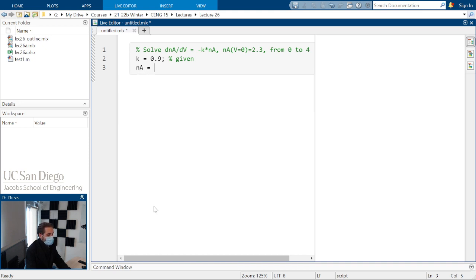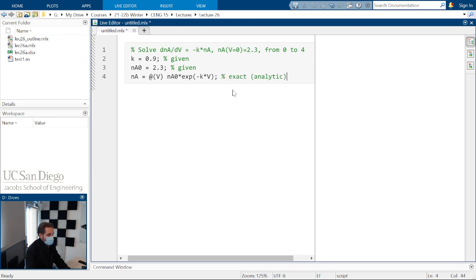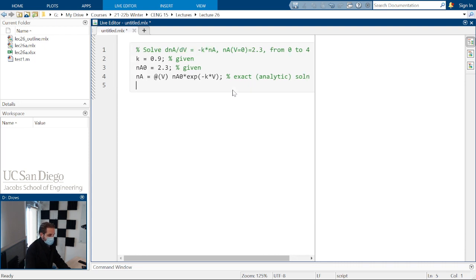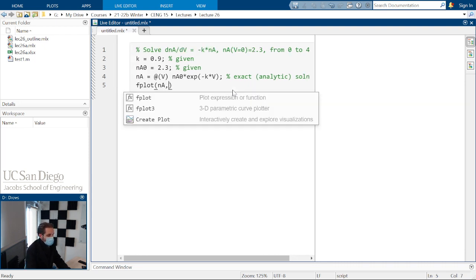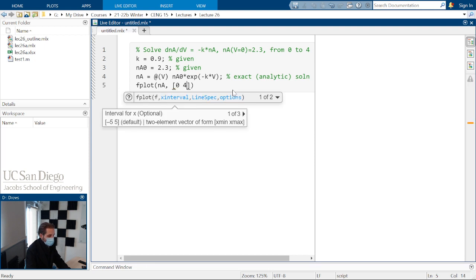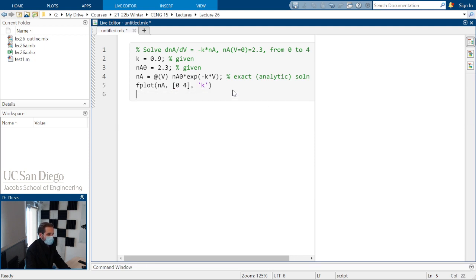We know that the exact form for NA as a function of V is NA0 times the exponential of minus k times V. So if we're going to use an anonymous function like that, we've also got to know that NA0 is 2.3, which is also given. So this NA was our exact solution, or our analytic solution. And then we can plot this with fplot. We only need to go from 0 to 4 because that was the range that we were given.